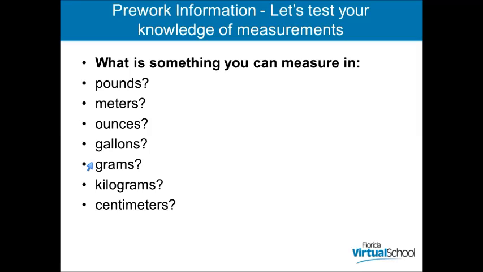Let's think about grams. Give you a moment to think about that one. What is something you can use to measure using grams? Grams measure the mass or weight of something. So you can use grams to measure small quantities of things. For example, 3 grams of salt. Grams is a very small quantity.